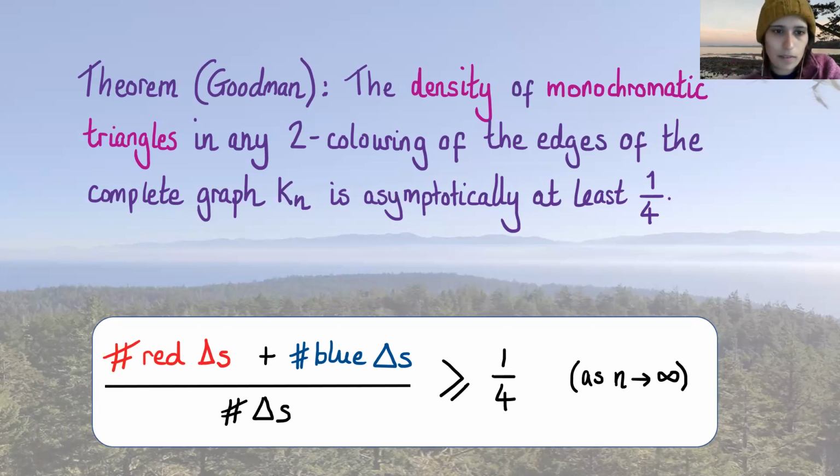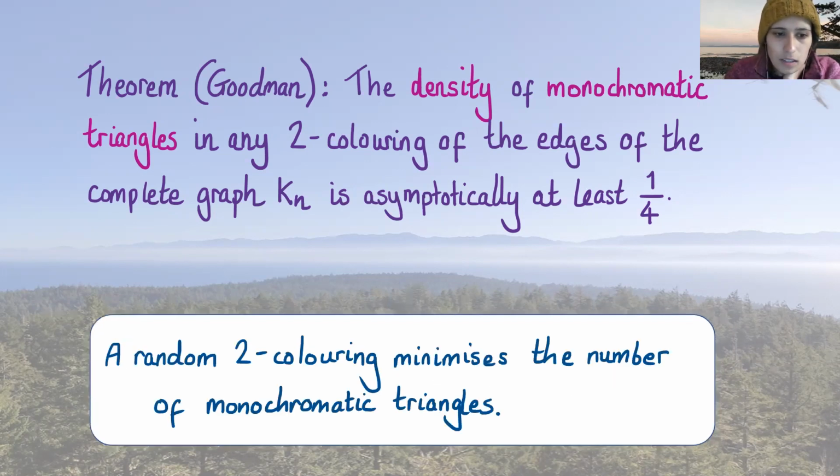So when n is very big, count the number of red triangles, count the number of blue triangles, divide by the number of triangles, and this is always going to be at least 1/4. So it's not possible to come up with some coloring which has very few monochromatic triangles. One way of thinking about this result is that a random two coloring minimizes the number of monochromatic triangles, because if you color your edges red and blue independently with probability 1/2, the expected density of monochromatic triangles is going to be 1/4.